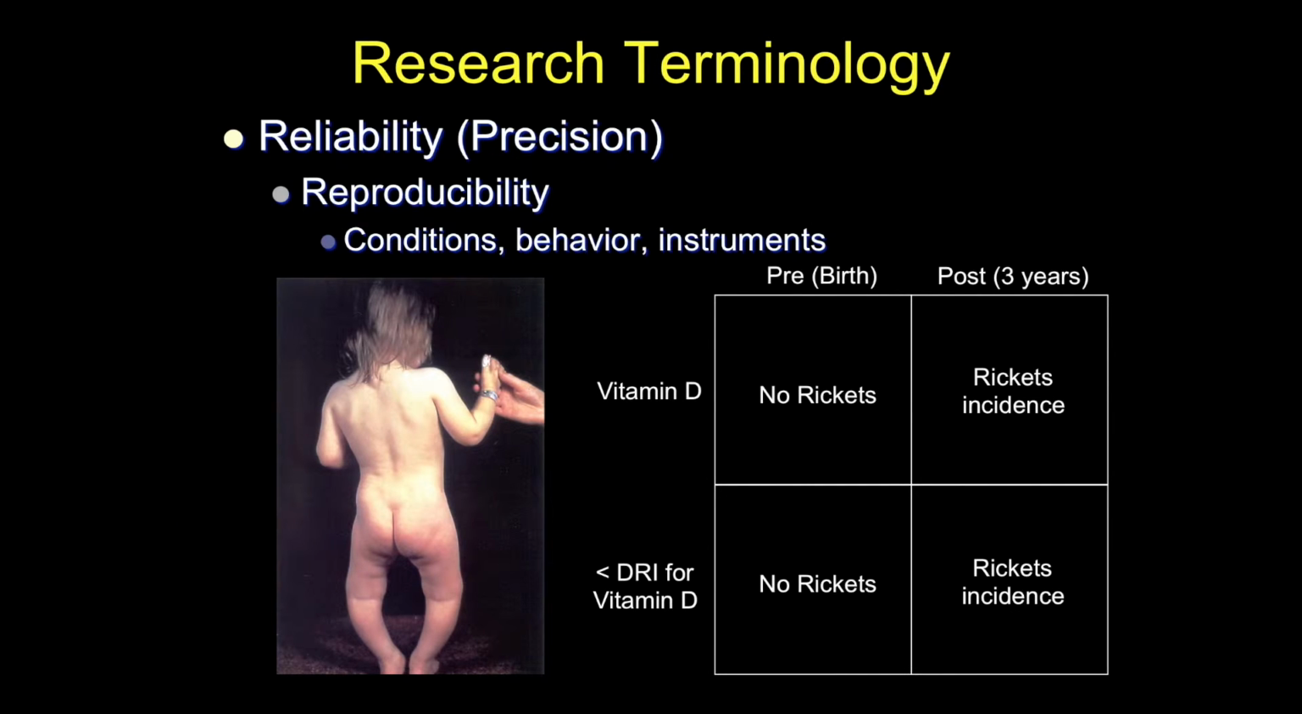Another term that's important that you'll see in the literature is that of reliability or precision. This is the reproducibility of results. So whether it be conditions, behavior, instruments, we want to be able to use a particular tool. In this example, we're looking at vitamin D for measuring the rickets incidence. We want to make sure that whatever tool we're using to measure the incidence of rickets, it's reliable and it's precise, that it's reproducible each and every time.